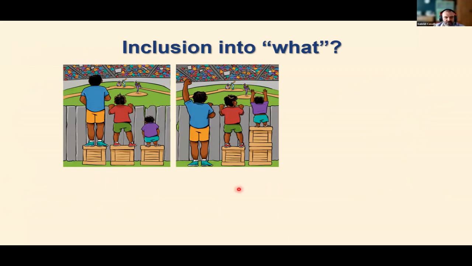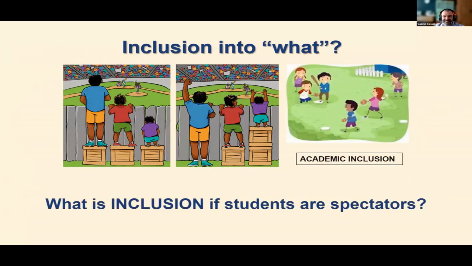As an educator, I find these depictions of equality and equity problematic because they're not really our aim. Inclusion can't be spectator equity. So if we want to be truly inclusive, we have to review what we mean by education. We call this, represented here, academic inclusion. I don't have the time to elaborate, but for now, think of it as inclusion in the subject, so eventually as successful graduates in that subject and practitioners.